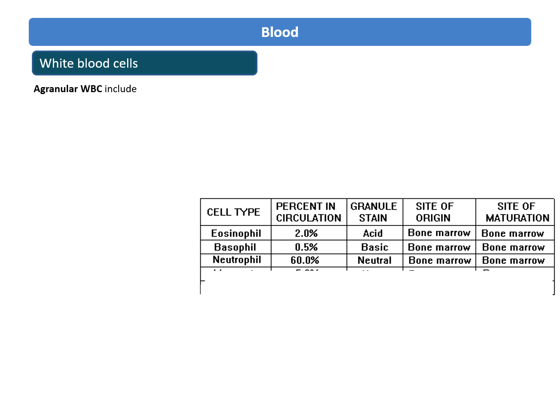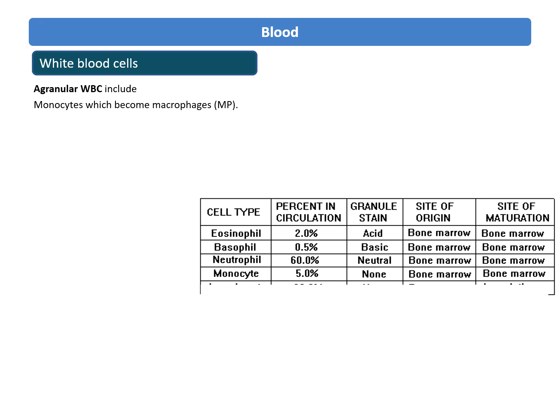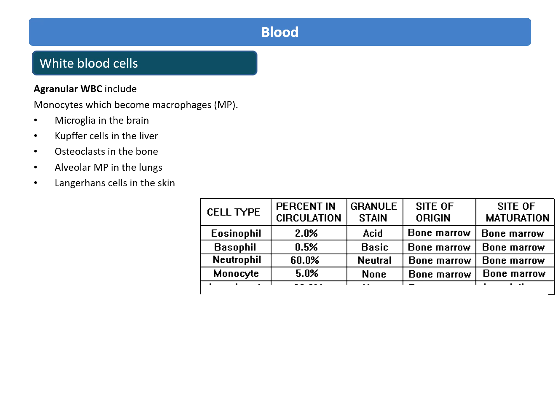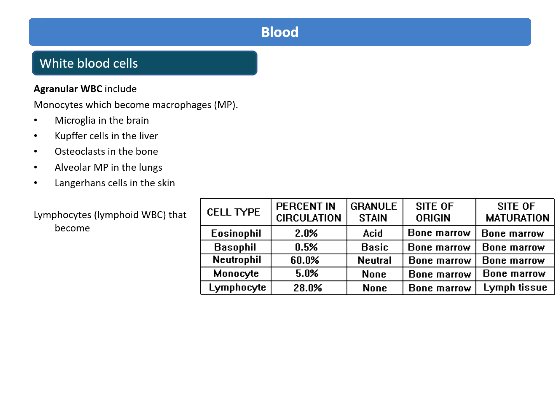Agranular white blood cells include monocytes, which become macrophages. They include microglia in the brain, Kupffer cells in the liver, osteoclasts in the bone, alveolar macrophages in the lungs, and Langerhans cells in the skin.